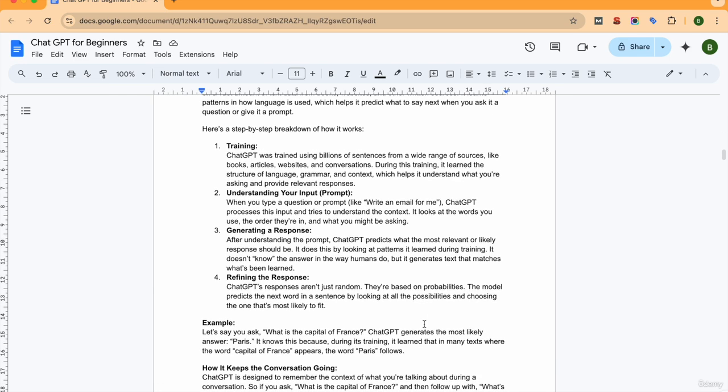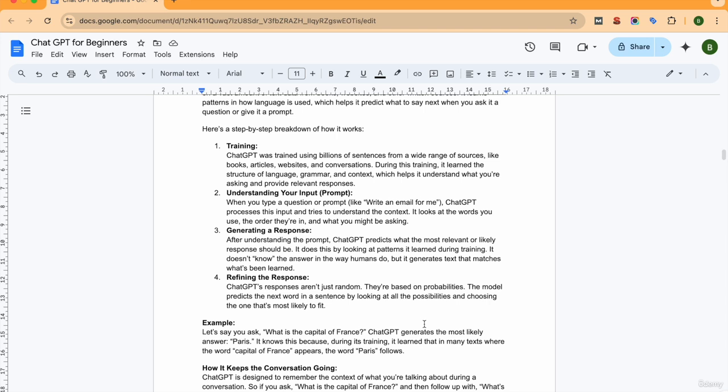Here's a step-by-step breakdown of how it works. Training. ChatGPT was trained using billions of sentences from a wide range of sources like books, articles, websites, and conversations. During this training, it has learned the structure of grammar, the language, and the context, which helps it understand what you are asking, and it gives you the relevant response.